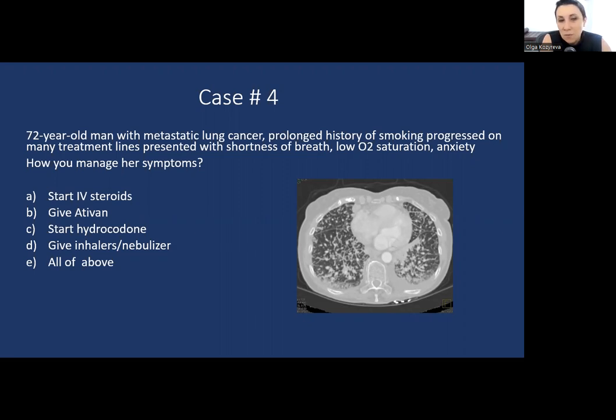So I would start oxygen, right? I would give him Ativan. I would give him inhalers, right? Because he has a prolonged history of smoking. All people with a prolonged history of smoking and lung cancer, the majority of them have emphysema, COPD. They need some sort of inhalers to improve their respiratory reserve, right?